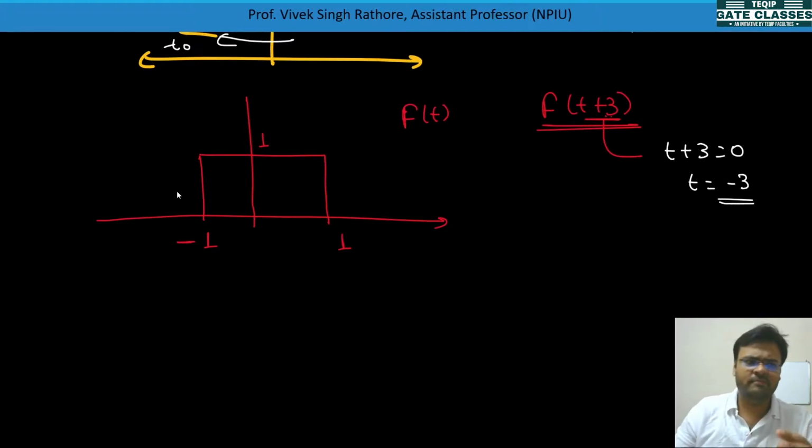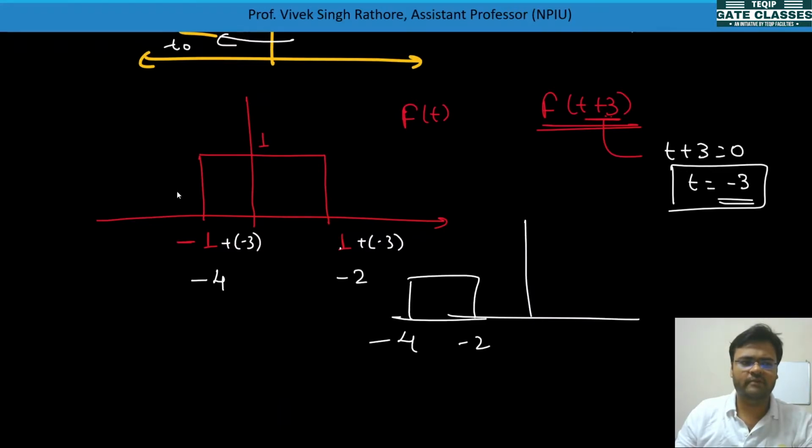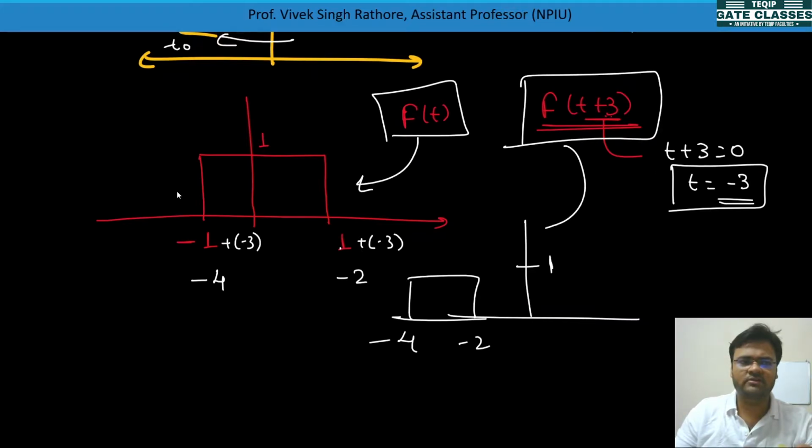Just do a simple thing: add this value to all the points. 1 plus minus 3 gives minus 2, and minus 1 plus minus 3 gives minus 4. So the signal now goes from minus 4 to minus 2, and the magnitude remains the same. Here is f(t), and f(t plus 3) is this. The same signal has just been shifted to the left-hand side, or advanced.